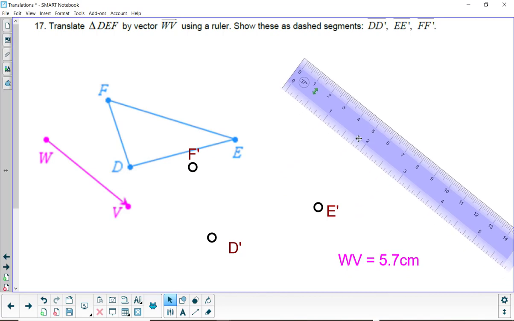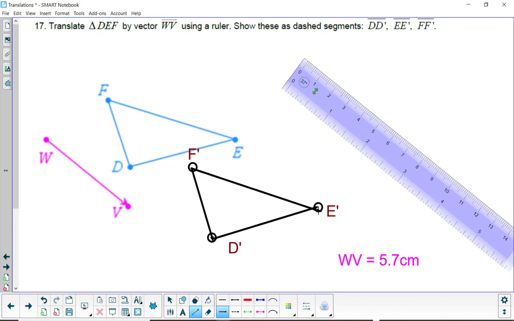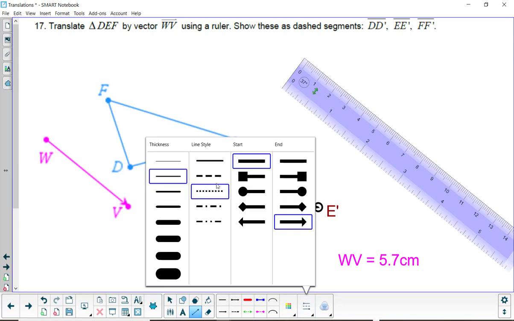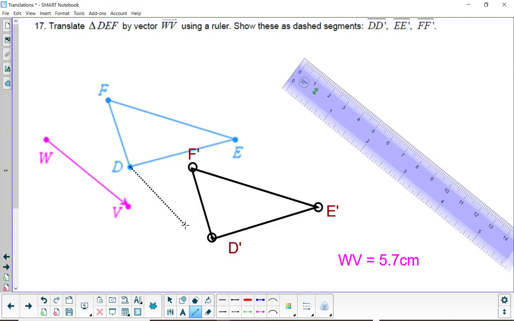So all that's left to do is for me to draw in the triangle. And hopefully those two triangles look congruent and are slid along a 5.7 vector. Okay. It also asked me to put in the dotted segments. So let me go ahead and put the dotted segments in there as it asks for. D to D prime, F to F prime, and E to E prime.